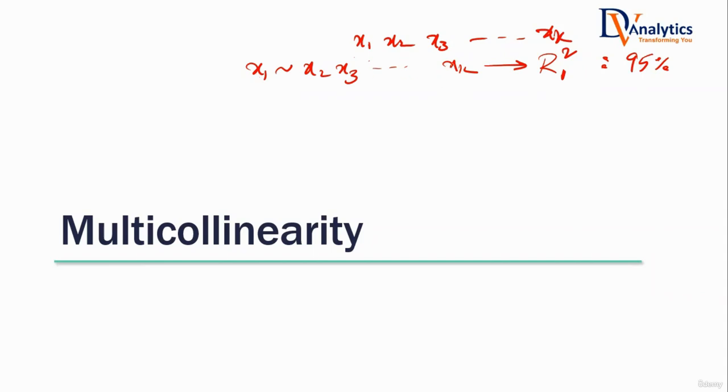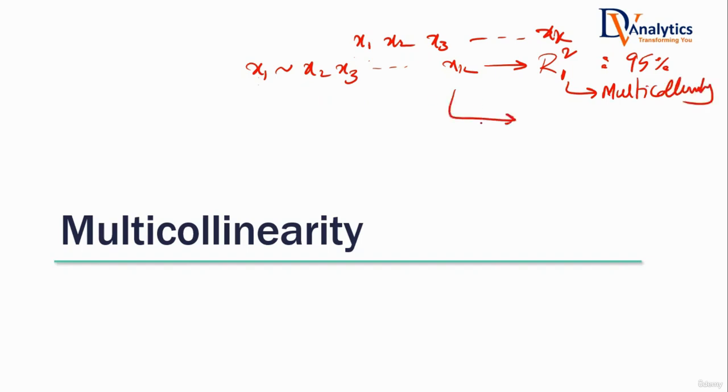If R1 square is 95%, that is x1 versus rest all, what does that mean? You can very well predict x1 using the rest of the variables. All the variables have the power to predict x1. Is it fair to say x1 carries no independent information? Everything about it can be seen in the rest of the variables. Isn't it a clear indication of multicollinearity? Yes, multicollinearity is definitely present.